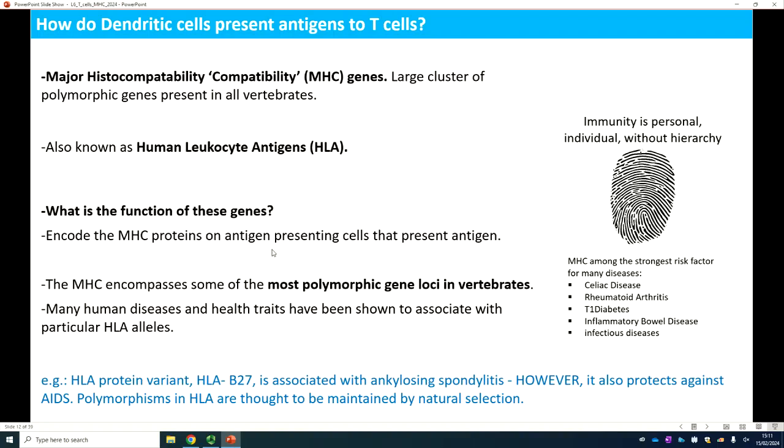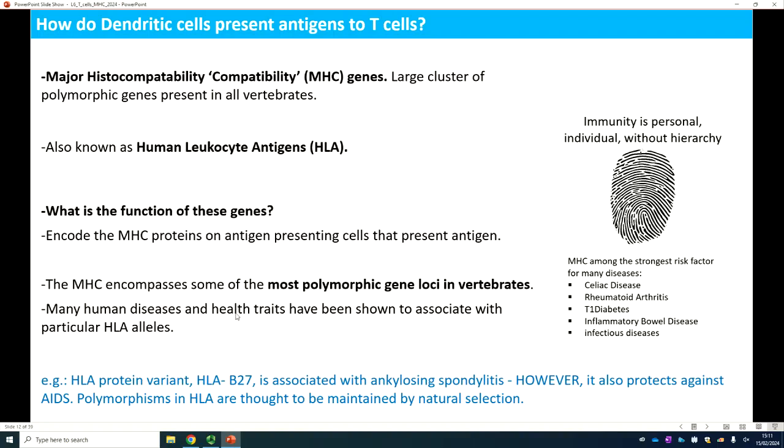As I mentioned, it's a very highly polymorphic gene locus. And this is actually what gives all of us our individual immune system, or our own unique immunological fingerprint, or like a barcode, as it were.